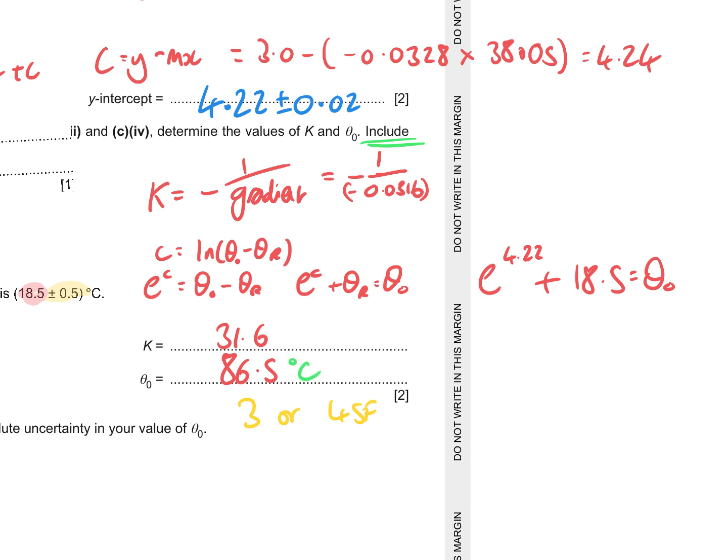K is a bit more tricky, it's 1 over gradient. And it's a constant, so we can't know just off the top of our head. Because remember, if it's something like EMF, we know it's voltage. If it's resistance, we know it's ohms. If it's temperature, we know it's degrees Celsius. But k is just a constant, so we don't know what the units are. But we know that it's going to be 1 over whatever the units of gradient are. And what are the units of gradient?